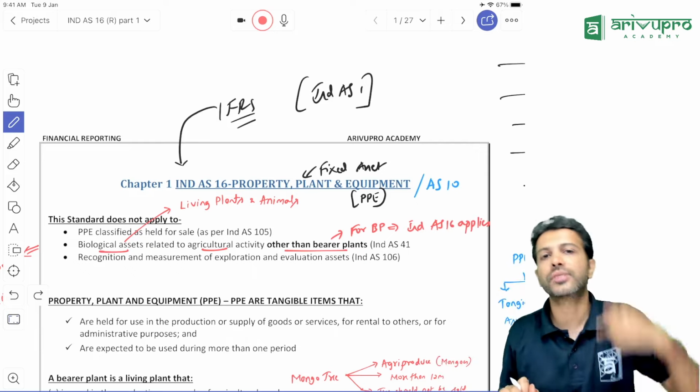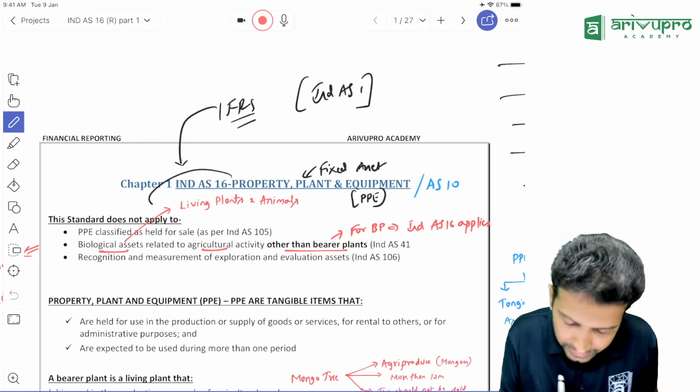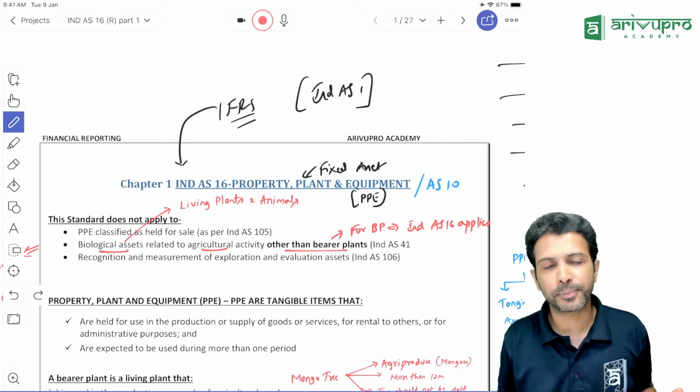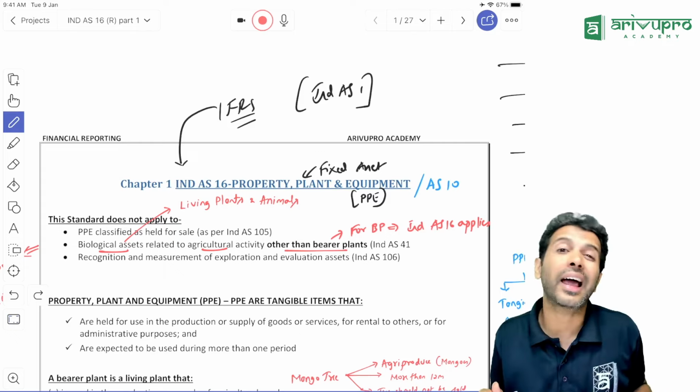Now, how the recognition of those fixed assets should happen, how measurement should happen, how disclosure should happen, Ind AS 16 gives the guidance. So why is this standard required, sir? This standard was required because with respect to some assets, some clarity was required.